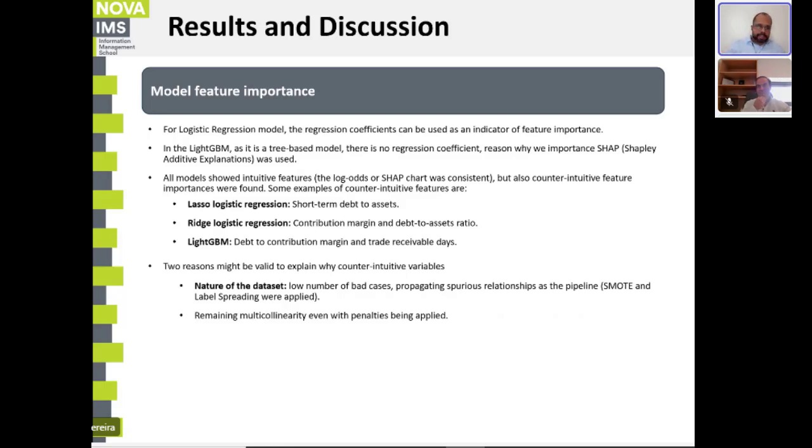So I would assign two reasons, even though I couldn't investigate a lot about these counterintuitive variables. One is the nature of the data set. This data set was very treated, anonymized, features are normalized, and a low number of bad cases. So we could be propagating a spurious relationship as we apply the different techniques across the pipeline. When I apply SMOTE, I may be propagating something. When I apply label spreading, I may be propagating something. And on the other end, there is the remaining multicollinearity, even when penalties are applied. It's a huge number of variables, lots of treatment. So this is something that could be better explored, the nature of the feature selection.